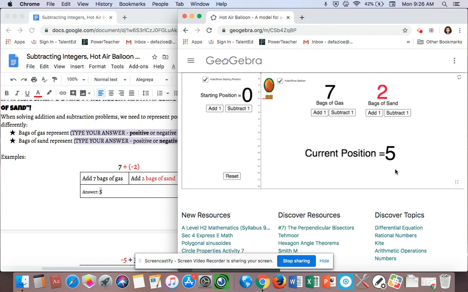And it says my current position. So this current position here is going to represent your answer. So I added 7 bags of gas, +7, plus 2 bags of sand, plus -2, is getting me to +5. My balloon went up to 7 because I added 7 bags of gas. And then I needed to bring my balloon down by 2. So I'm adding 2 bags of sand, and that's bringing me down to +5.